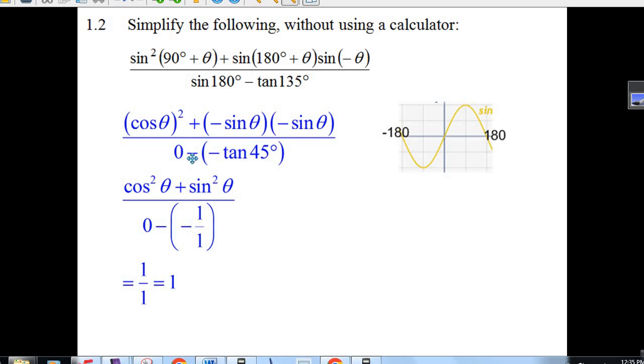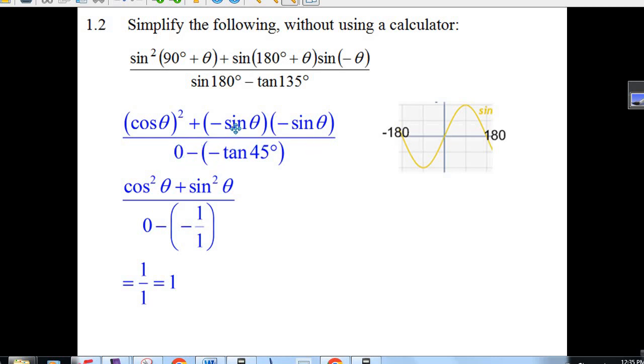It's going to turn into a plus, but the sine of 180 degrees, if you just draw a quick little sine wave between minus 180 and 180, you're demonstrating that you know that the sine of 180 degrees is 0 without a calculator. So that's why that's just 0.